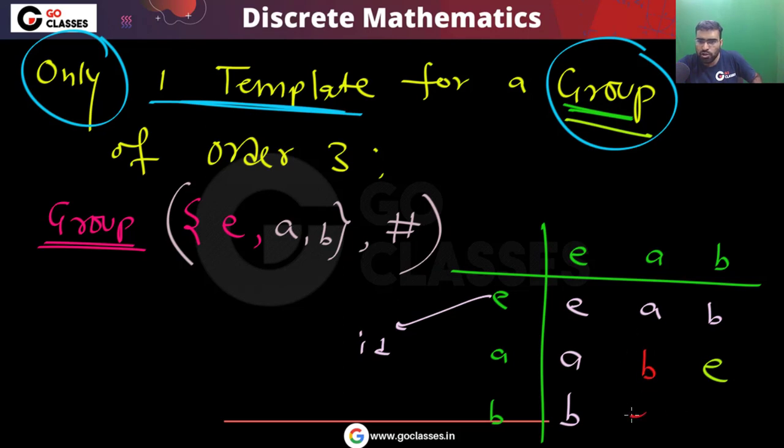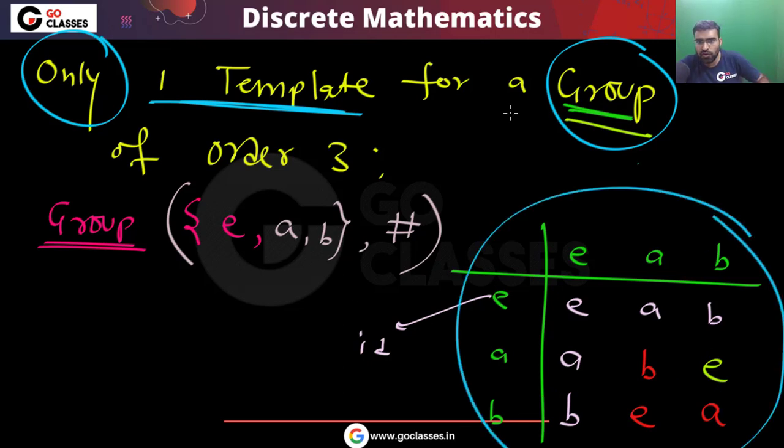Now you can notice the only choice is E here because the element should not repeat in any column. Similarly, now there is only one choice, that is A, because elements should not repeat in any row. So you can notice that only this one group you can create of order 3.